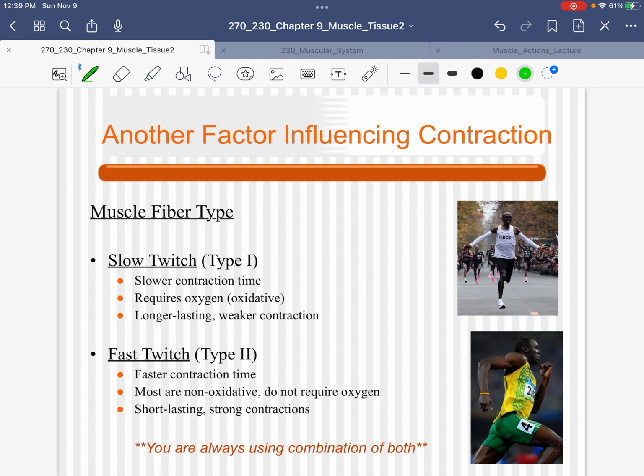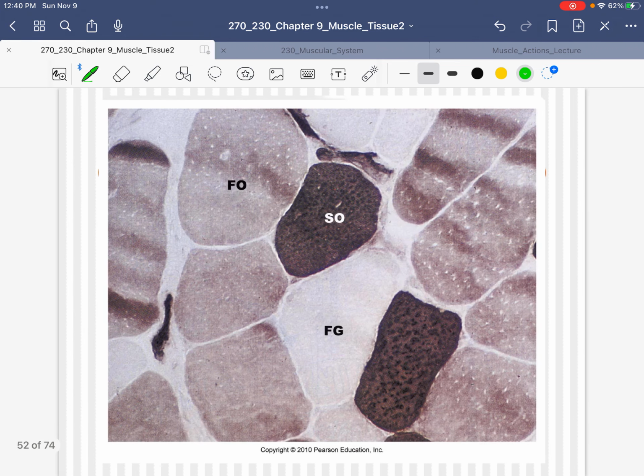Other things to consider. There are different types of muscle fibers. We tend to have two basic types of muscle fibers, type 1, type 2. Type 1 are our longer lasting. Think about a marathon runner. They're going to utilize more of type 1. Type 2 are our fast twitch. These are short lasting, but are strong contractions. Most of these do not require oxygen. So we tend to be utilizing a combination of both. Every muscle has a combination of both.